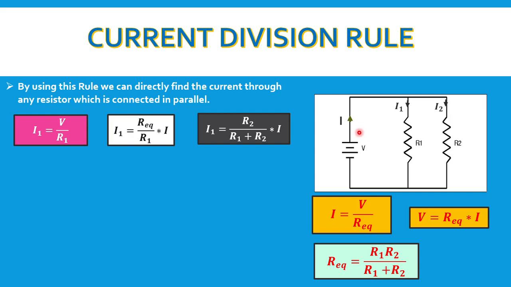If the value of the current I is given, and you are not given the value of V, that means V is not known, only I is known, and I want to find the current flowing through resistor 1, we can directly use this formula. So what is the formula? The formula is I1 equal to R equivalent upon R1 into I.